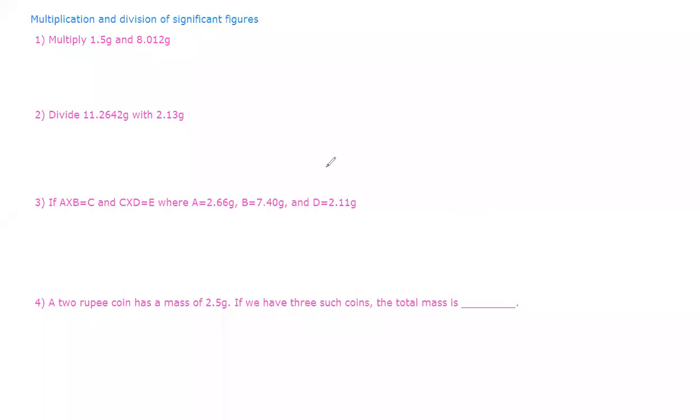Multiplication and division of significant figures. In multiplication and division of significant figures, the number of significant figures in the final product, if it is multiplication, or the number of significant figures in the final quotient in case of division, is determined by the original numbers. This or this or this and this, they are the original numbers. So the number of significant figures in the final product or quotient is determined by the original number that has the smallest number of significant figures.